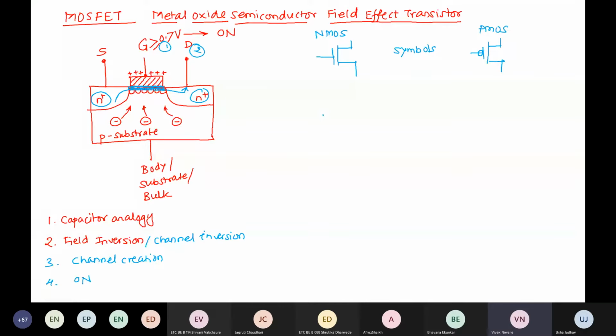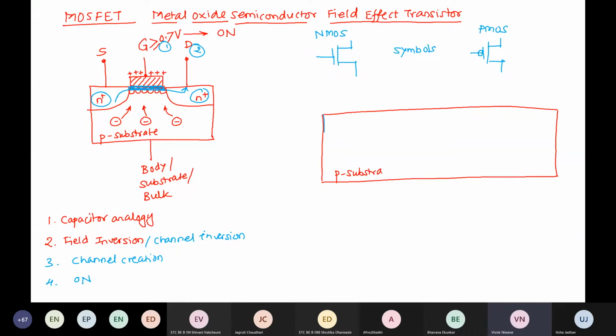So we have our wafer, a big wafer. And let us assume that this wafer is of P type. So we call it a P substrate.